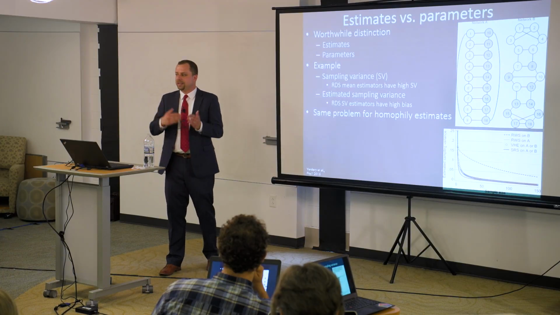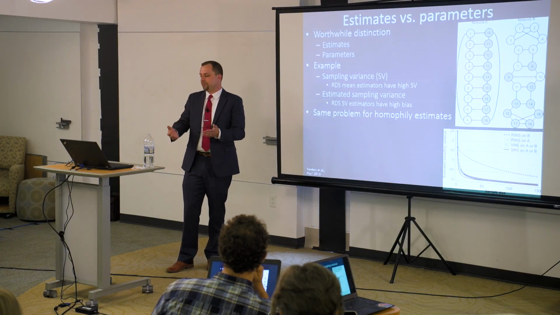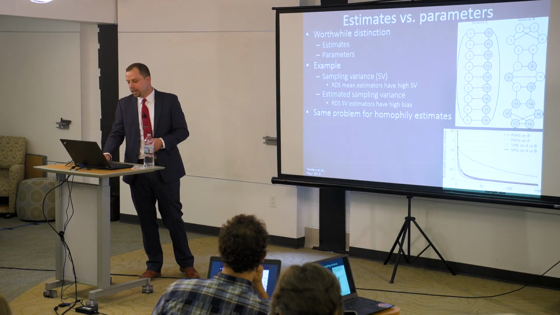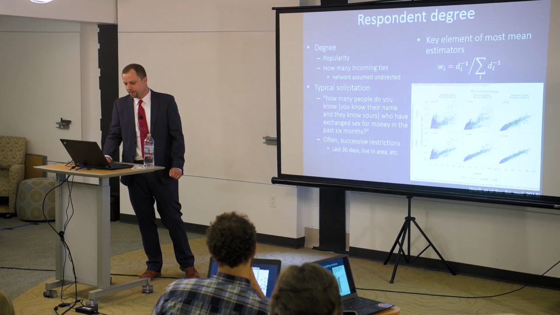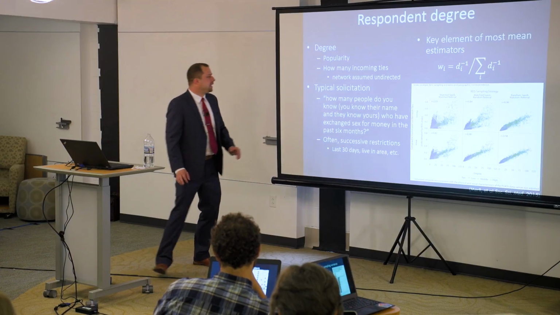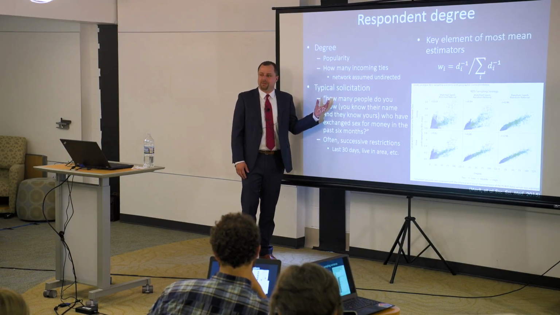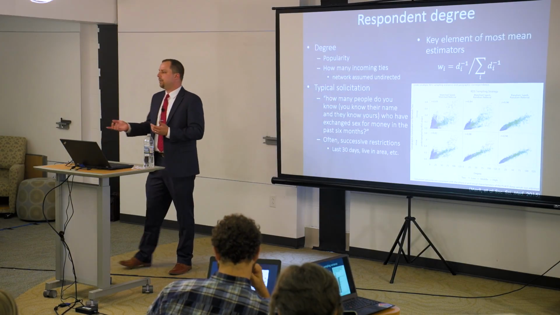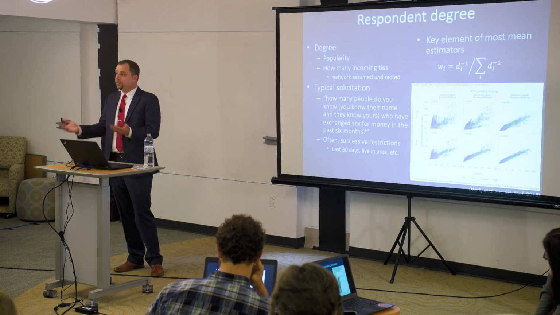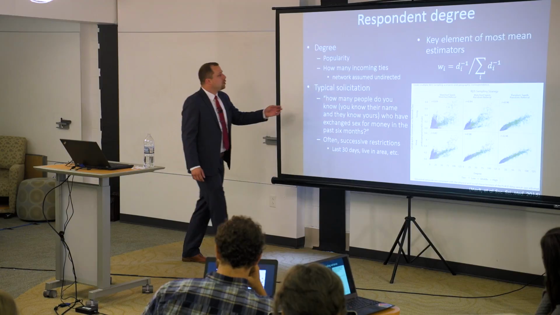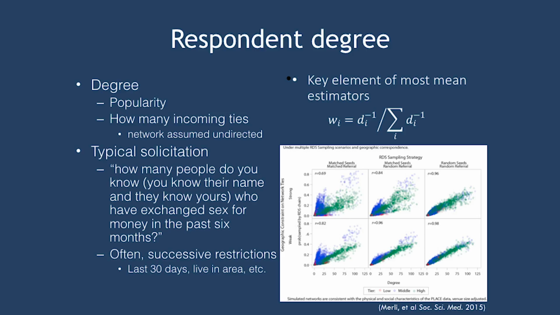The confidence intervals tend to greatly underestimate the actual sampling variability of the parameters. One of the key concepts in RDS and one of the major weighting factors is what's called degree. I think you've talked about this in the networks group. It's sort of people's popularity. You typically want to know how many incoming ties they have, but because most RDS studies assume that the ties are reciprocated, you can ask people how many people they know and use that in its place.